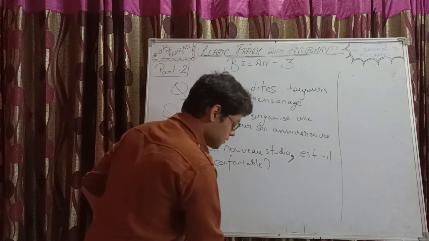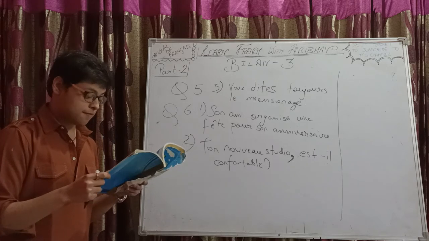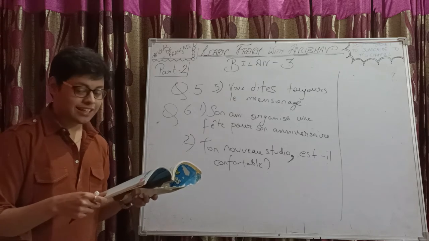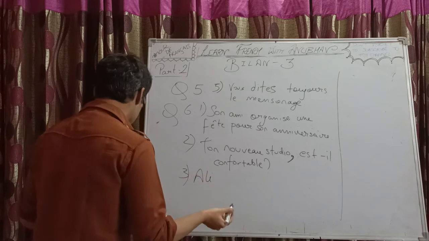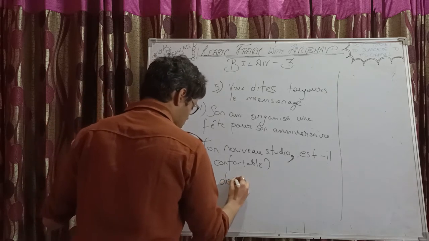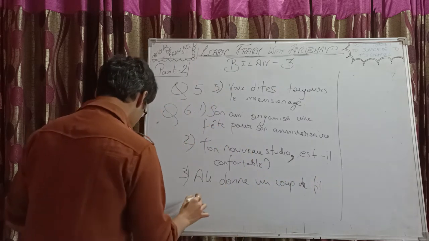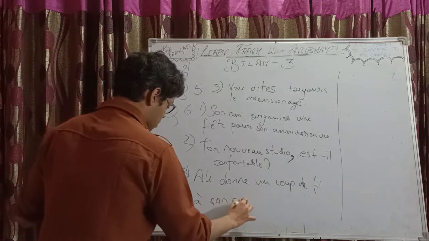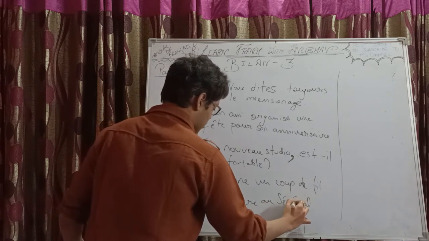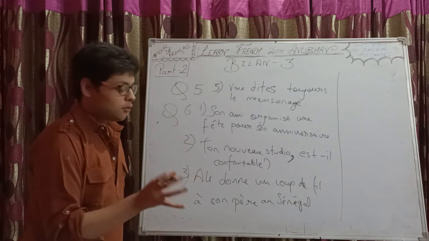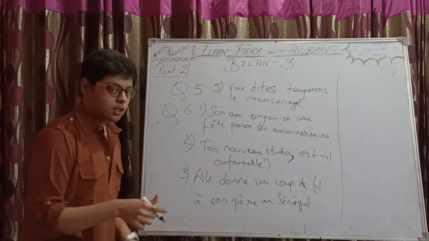Let's see, what do we have in the third one? Again, it doesn't make sense. Ali don a ku da fi a son père au Sénégal. Ku da fi is phone call. So Ali don a ku da fi a son père au Sénégal. Ali gives a phone call to his father in Senegal.